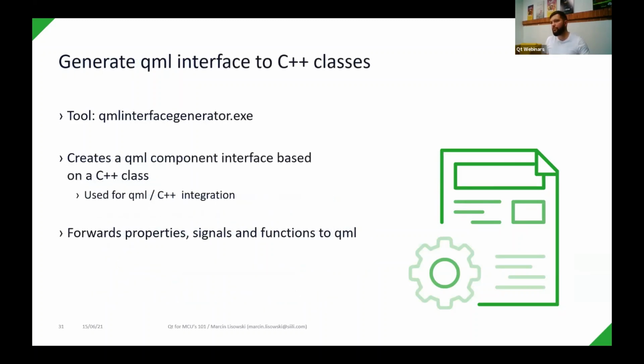And to generate QML interfaces to your C++ classes, you will use the QML interface generator tool that converts your headers to QML representation, which is then used by other tools to properly understand what is the logic behind this and how to connect those things together. This tool forwards the properties, signals, and functions from your class to QML. So this will mean you will be able to use a normal C++ function and run it from the QML code. And that's a pretty good feature. The same goes for the members of the class that could be properties or signals.